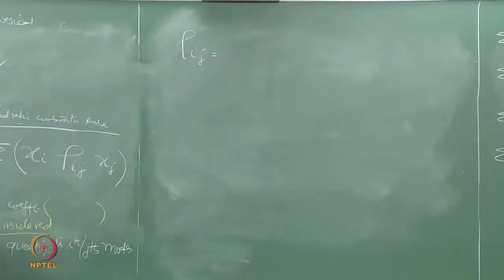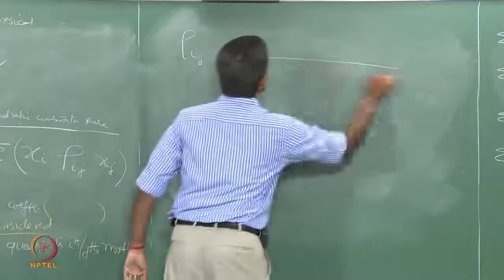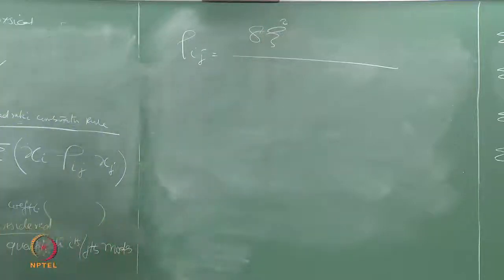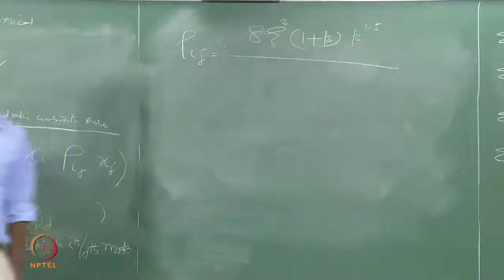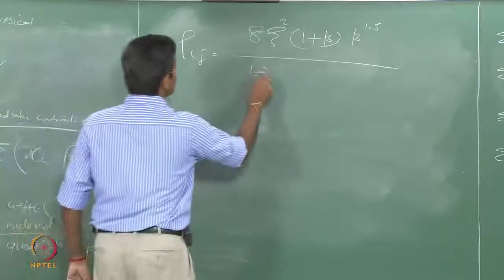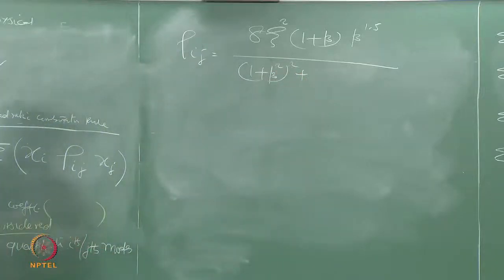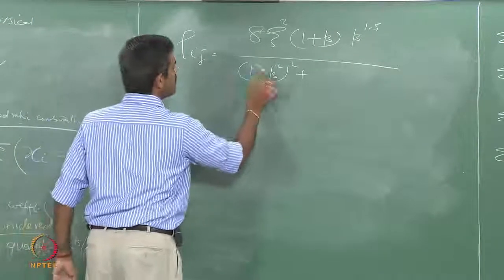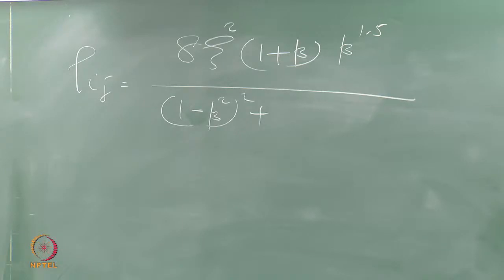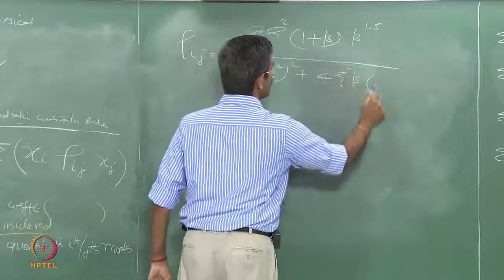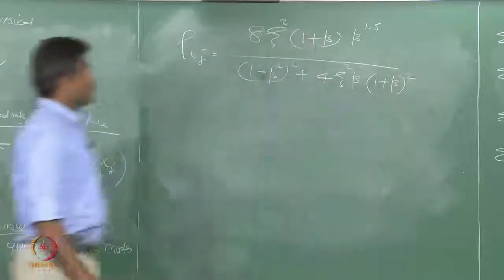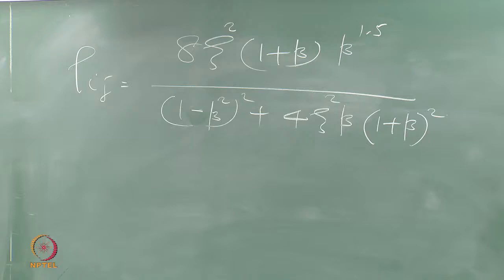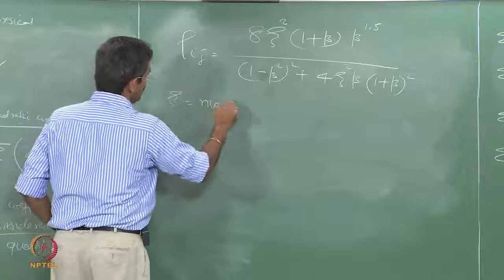The modal cross correlation coefficient is given by the expression with 8 zeta square, minus 1.5. Let me check the equation first. Where zeta is called the modal damping ratio.